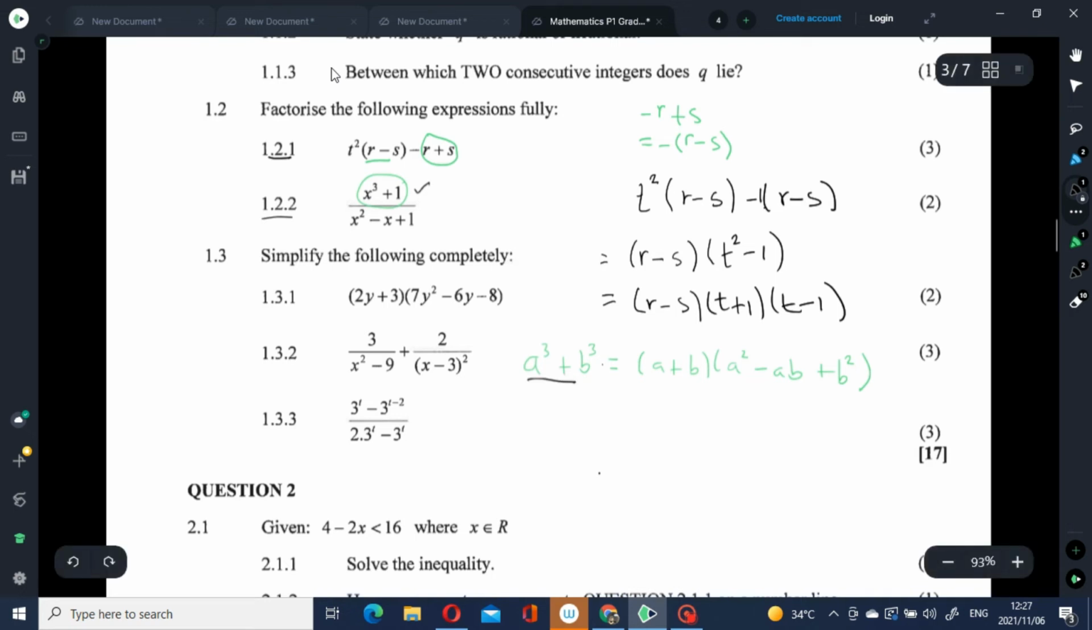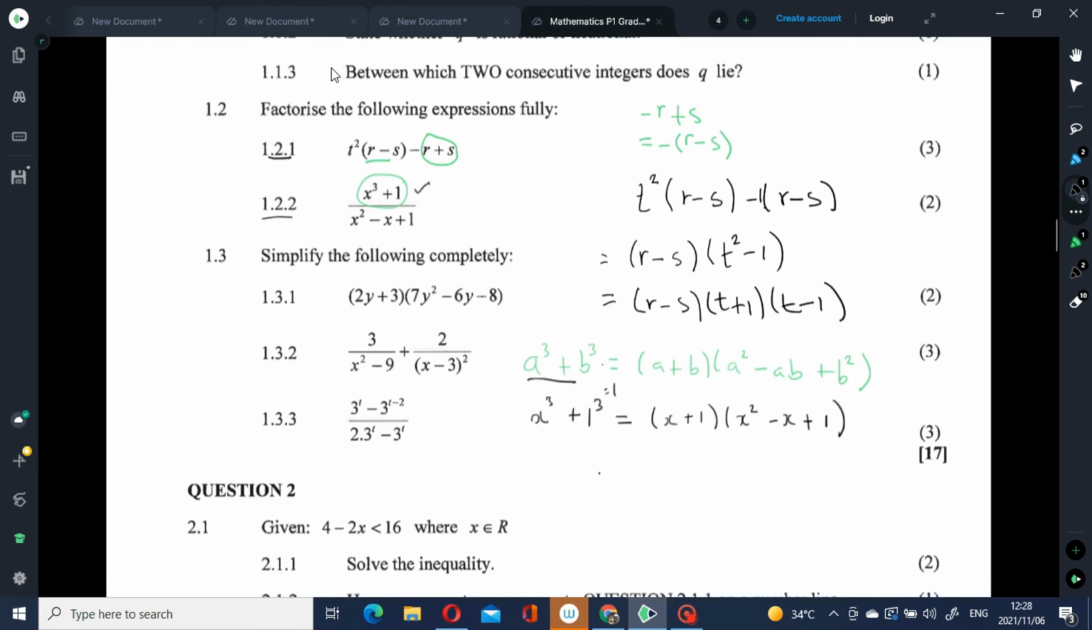We can say x cubed plus 1 cubed, because 1 cubed is equal to 1. So by simply substituting, we get (x plus 1)(x squared minus x plus 1), well, 1 squared, which is 1.